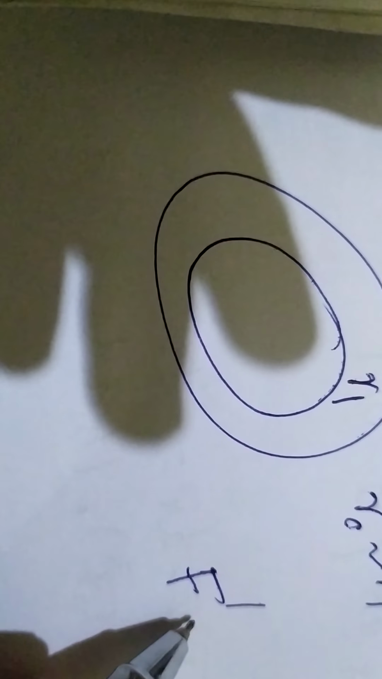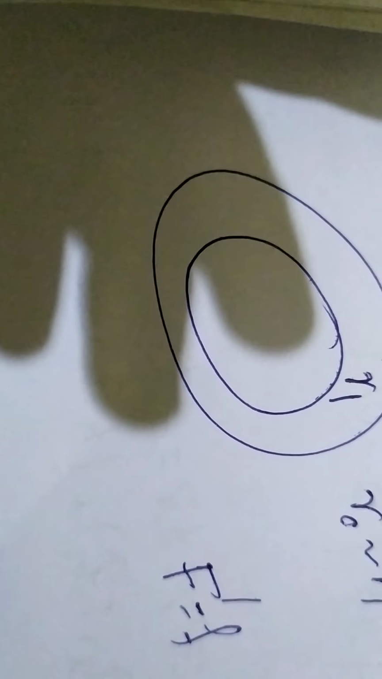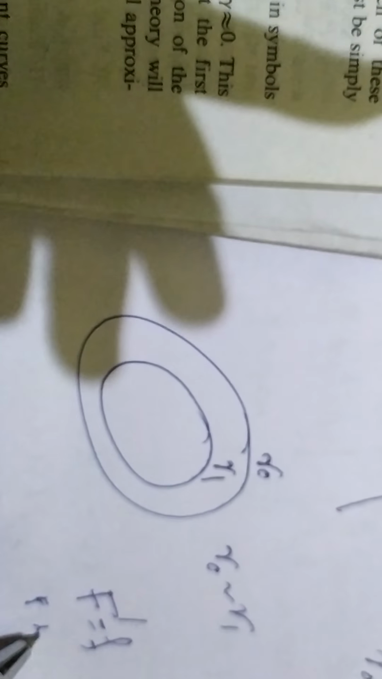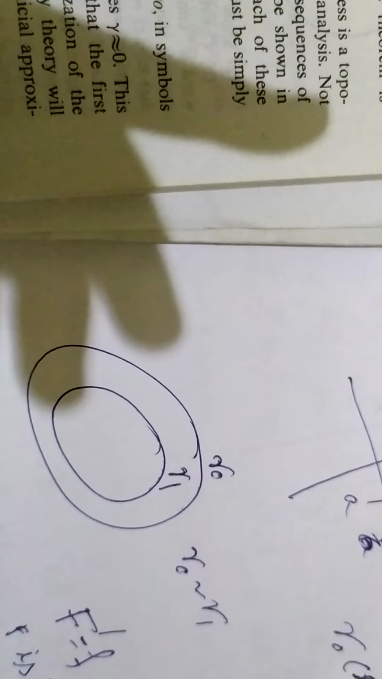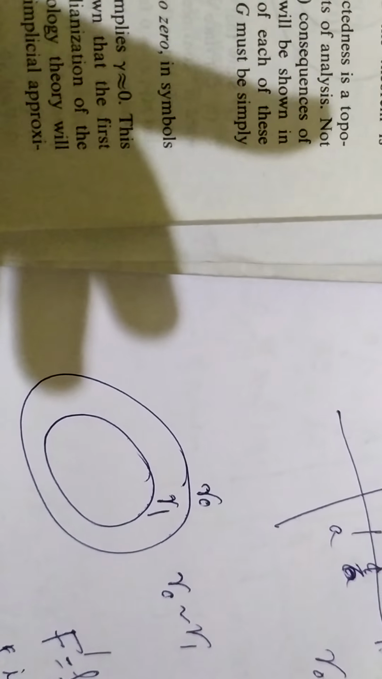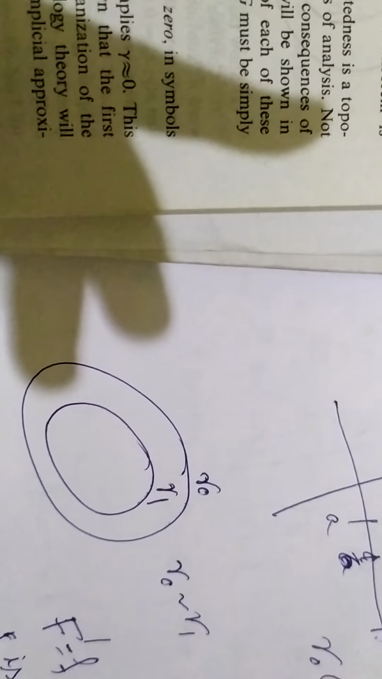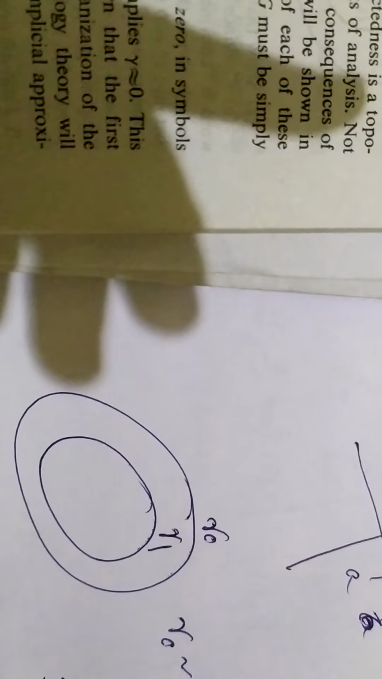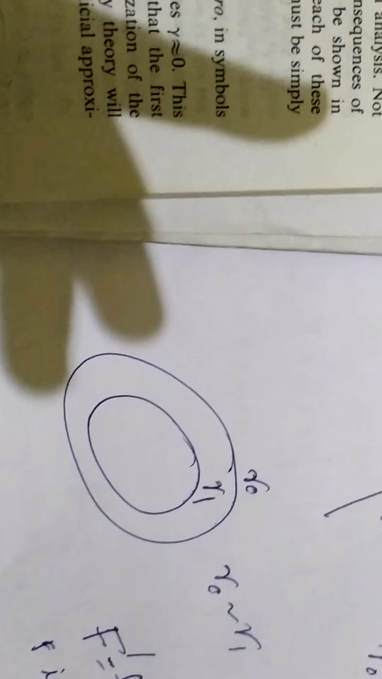F has a primitive, capital F, means F dash is equal to f. Capital F is a primitive of f. So this is the definition of primitive. F is said to be an integral of f, something like the primitive.